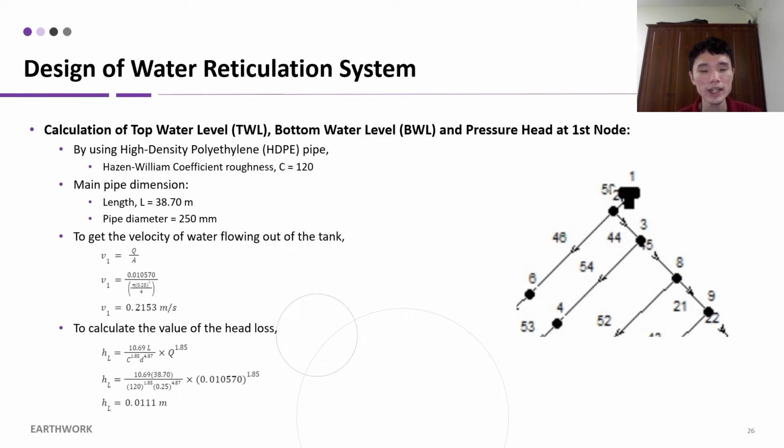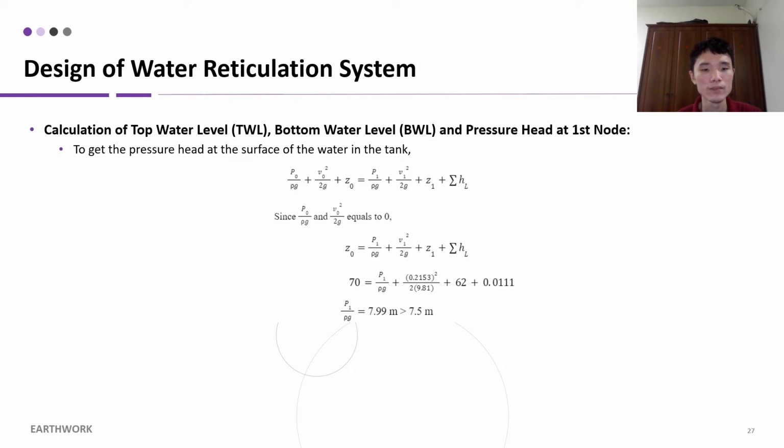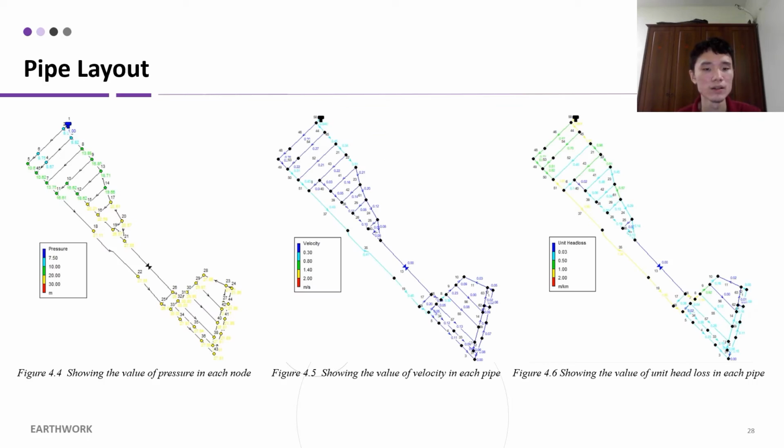Since we use HDPE pipe and the coefficient roughness is 120, from table 4.2, the length from first node to second node is 38.70 meter and the diameter of pipe is 250 millimeter. From here, we calculate velocity of water flowing out of tank and head loss. Then we obtain the pressure head at first node, which is 7.99 meter greater than 7.5 meter. This is the pipe layout for each pipe and node.